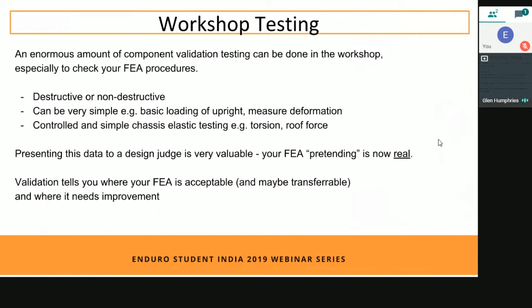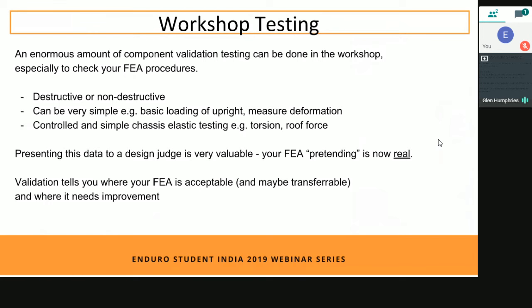And presenting this sort of data to a design judge is extremely valuable. It really makes the judge's day when you can bring actual real-world data that says these are the values that we get in our workshop. When we push this, we bend that, we twist this, we put pressure on this other component. These are the numbers we get. Here's our FEA. See how similar they are.